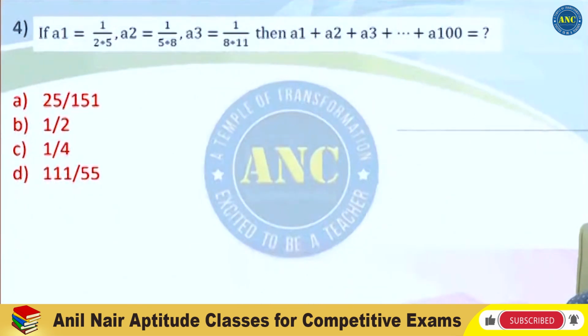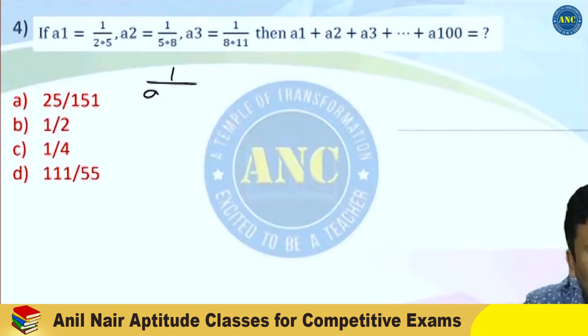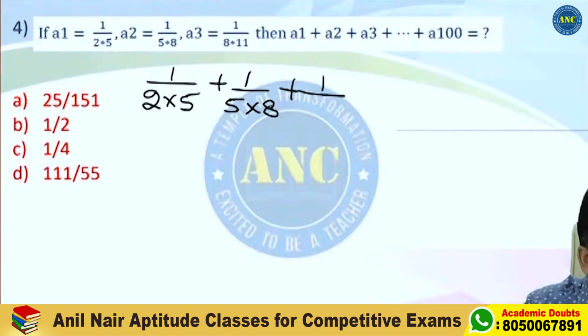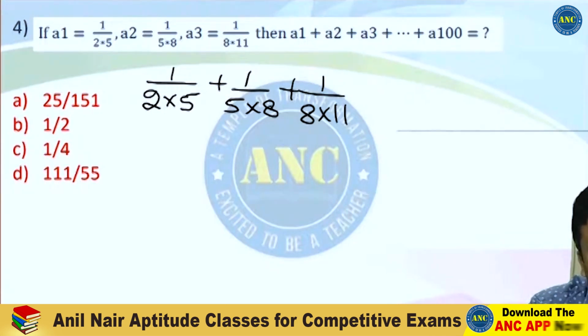Fourth question. See here. The first value is 2 into 5. Second, it is 5 into 8. Third, it is 8 into 11. Now see here, and so on up to 100. Last numerical value, we require it. So let us see the pattern.